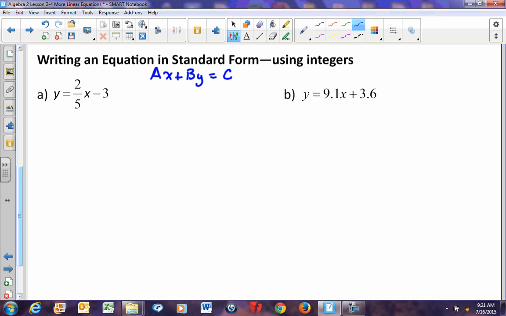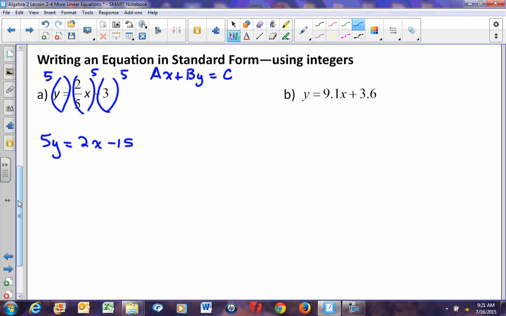So the first thing I'm going to do here is get rid of the fraction first. So I'm going to multiply everything by 5. I'm going to take this entire equation and multiply it by 5. That gives me 5y equals 2x minus 15. And if you have to, you might want to do this to make sure that every part of your equation is multiplied by 5, because people have a tendency to remember to multiply the first term and then forget all the other terms.